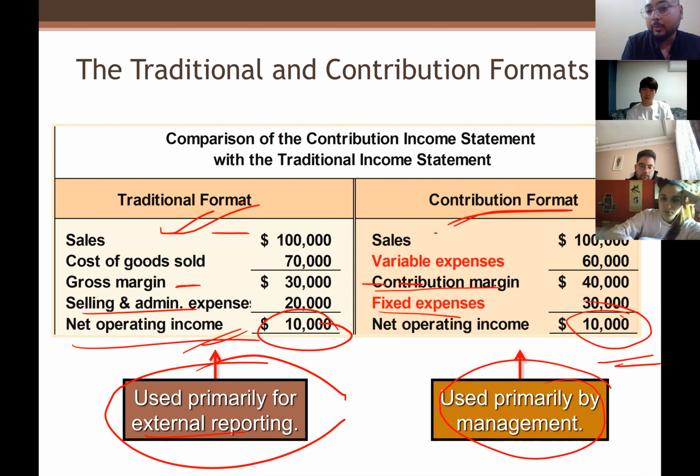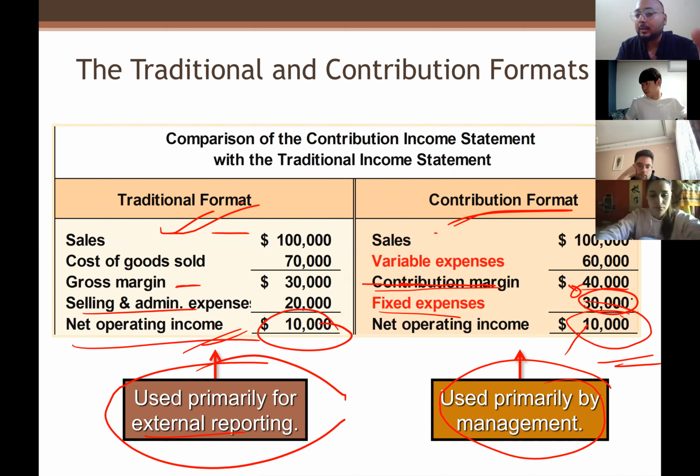We can find out the contribution margin. As its name implies, contribution margin means after covering fixed cost, whatever is left will directly go to our net profit or net operating income. So whether the contribution margin is 80,000, 90,000, 100,000, after covering fixed costs, whatever is left goes to net operating income.